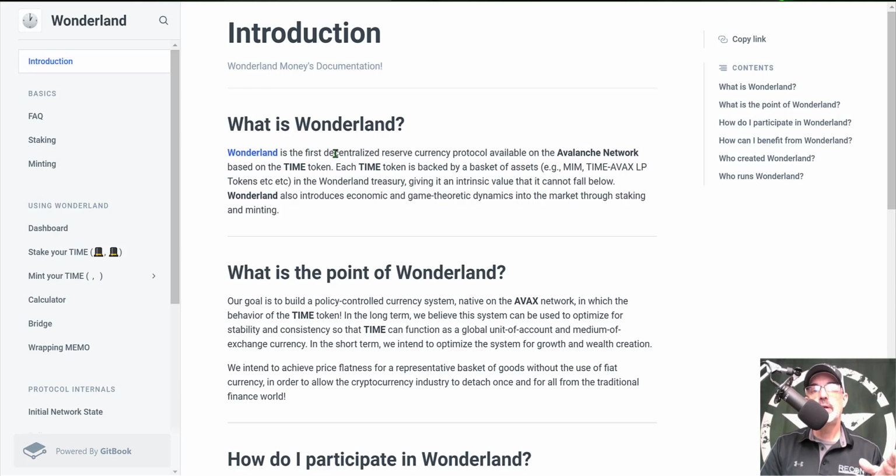What is Wonderland? Wonderland is the first decentralized reserve currency protocol available on the Avalanche network, based on the time token. Now, it's important to know I've done my recon already on this project, and I noticed that this project was basically a fork from the Olympus DAO off of the Ethereum network. So there is a benefit of forking off of Ethereum from another project over here to the Avalanche network, and that's going to be obviously speed of transactions, but more importantly, the cost involved of doing those transactions.